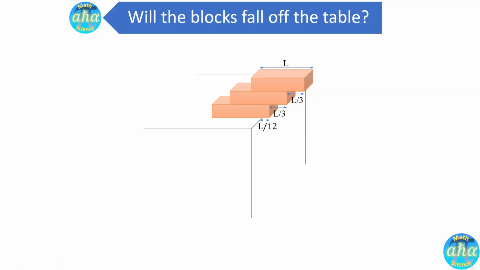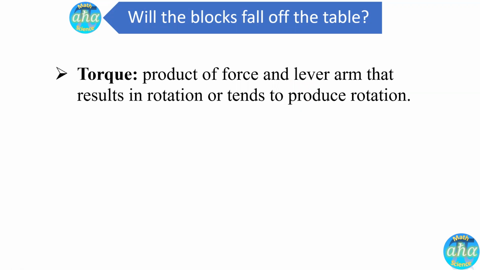So how can we figure out this problem? Actually, there are multiple ways to solve this problem. And one of the ways is to consider the torques acting on the blocks. So what is torque? Torque is the product of force and the lever arm, and it will result in rotation of an object or tends to produce rotation. And the calculation of torque is usually complicated because it requires us to know the lever arm and sometimes also involves the angle. Instead, in this case, we're going to consider another method, which is much more straightforward.